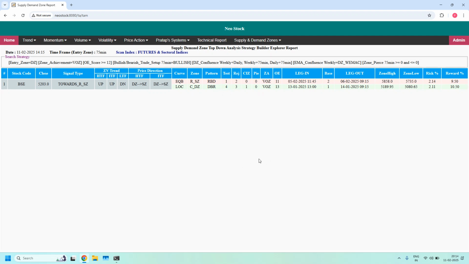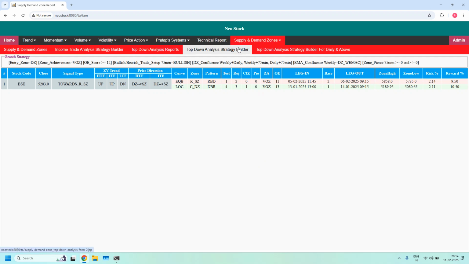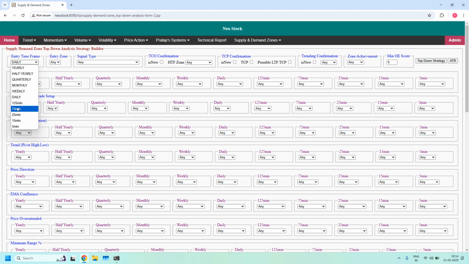Excellent. So this is bullish trade setup for weekly income trade. Next, bearish trade setup for weekly income trade. Entry time frame 75 minutes. Entry zone, supply zone. In bullish or bearish trade setup at 75 minutes, I am selecting bearish.